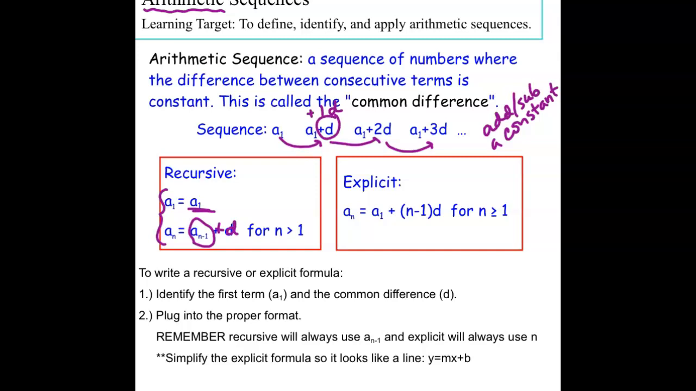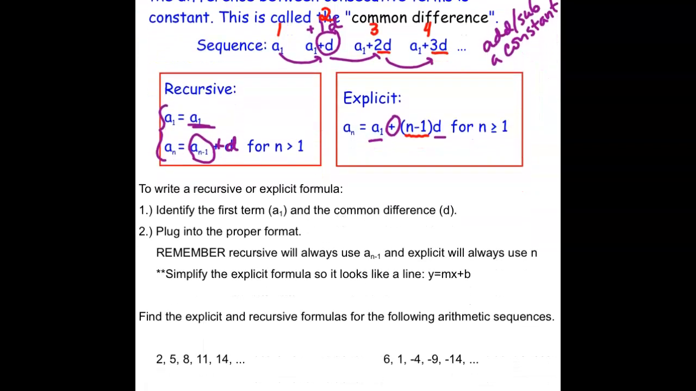For an explicit formula, we take our first term and we add our common difference, but it's always being added one less than the position it's in. And what I mean by that is, to get my first term, I didn't have to add d at all. To get my second term, I had to add 1d. To get my third term, I had to add 2d's. To get my fourth term, I needed 3d's. So it's always going to be one less than the position you're in. So n stands for the position. We take one off of it. That's how many of our common differences we need to add in.